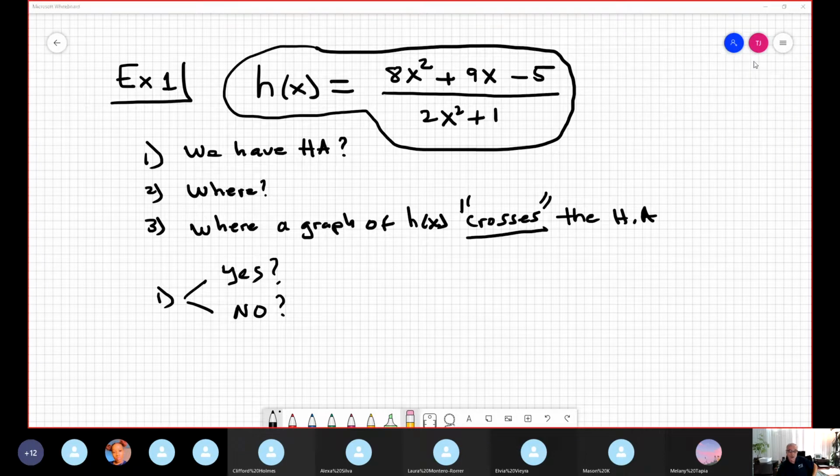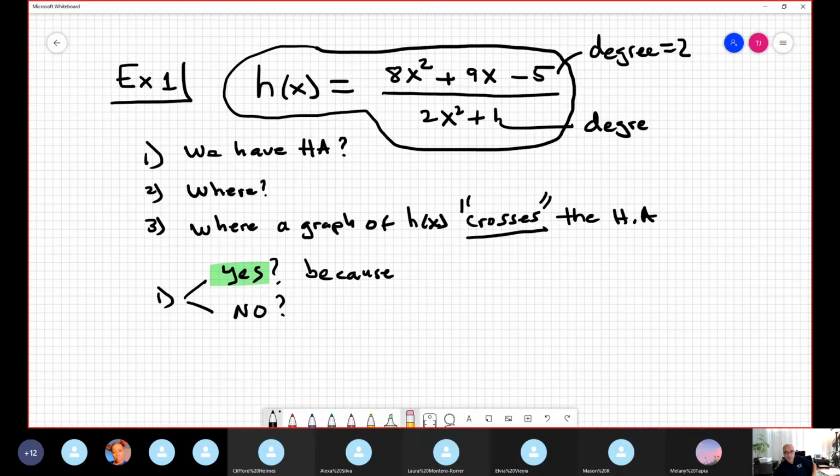And the reason to explain the yes is because the degree of the numerator is 2, and the degree of the denominator is also 2. Okay, this is the analysis of the degree. Because the degree is the same. And no is the incorrect answer.